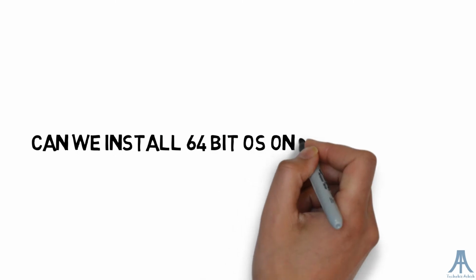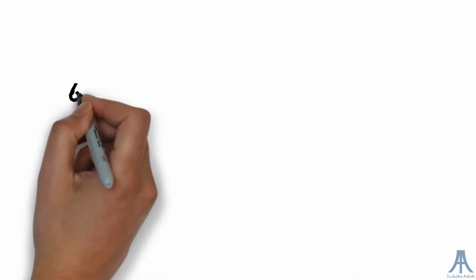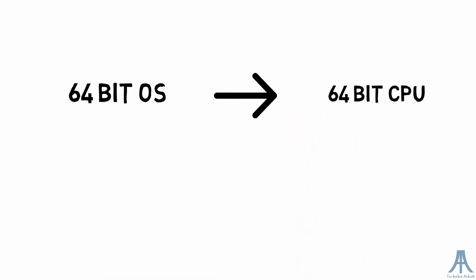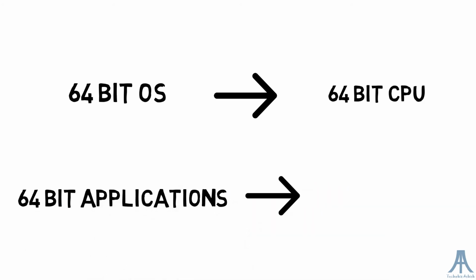Can we install a 64-bit operating system on a 32-bit machine? No. To run a 64-bit operating system, you need support from a 64-bit CPU. And to run a 64-bit application, you need support from a 64-bit operating system and a 64-bit CPU.